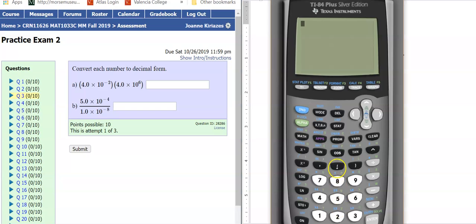So here we go. So I'm going to say parentheses 5.0 times 10 raised to the negative 4. Use the arrow key to tab over, and then divided by, notice those parentheses, so critical. Use the parentheses in the denominator too. 1 times 10 to the negative 8. And then hit enter. Ta-da! And your answer looks like it's 50,000. That's it. That's an easy problem. Don't miss that one. And that is decimal form.